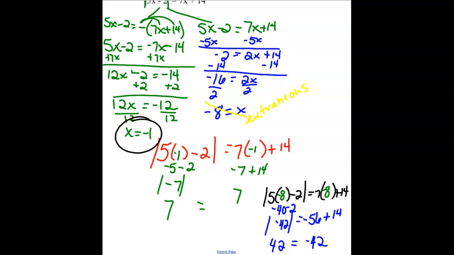All right, so that is wrapping up our explanation of solving absolute value equations. Tomorrow we will start looking at the absolute value inequalities. Check your Schoology page for the assignment.